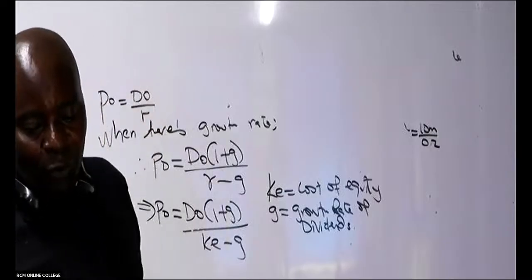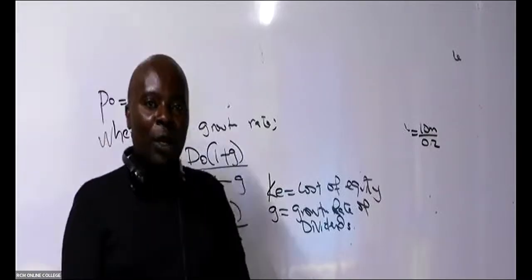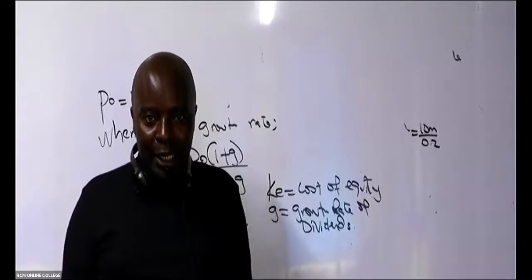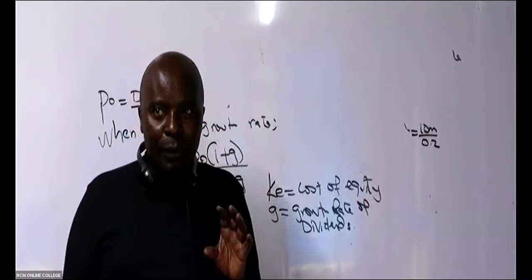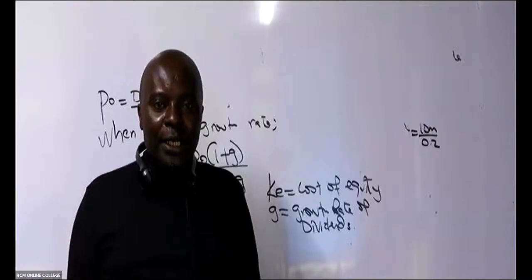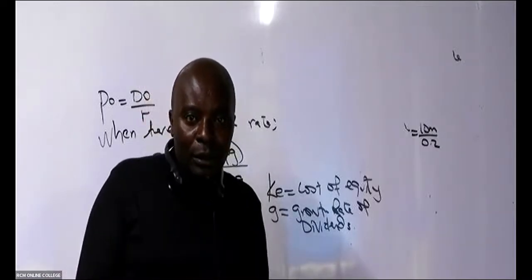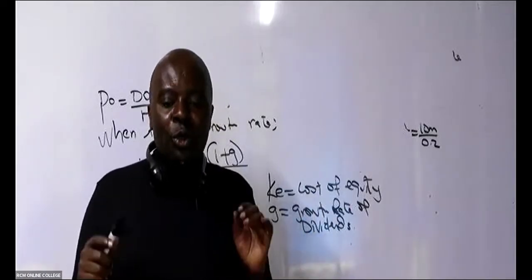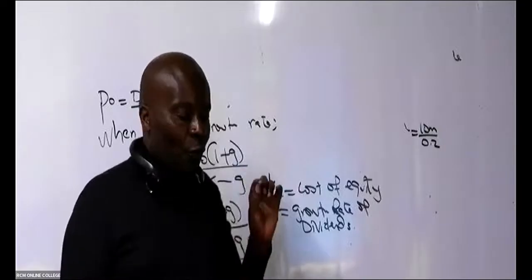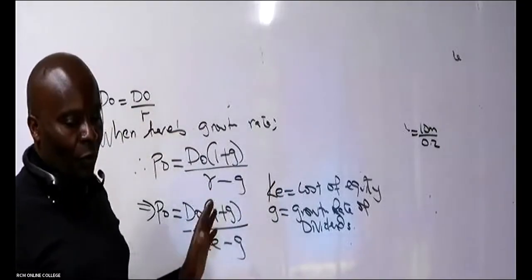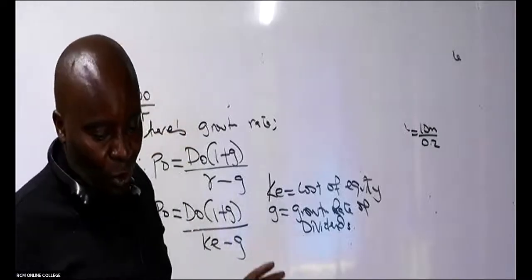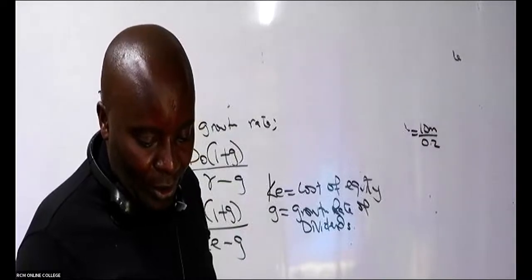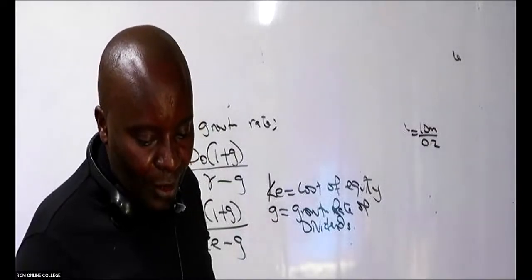Yeah, thank you so much, George, for asking. KE is cost of equity. It is a type of required return. The owners of the shares call it a return, but the company calls it cost of equity. So we shall be using cost of equity for valuation of shares totally. I hope that is okay, ladies and gentlemen. Great. Thank you so much.